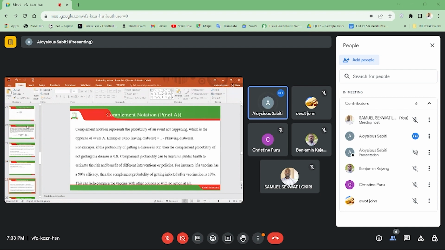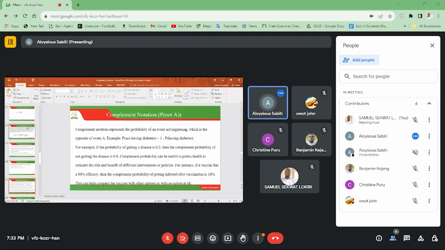in the community. Then two, we want to look at what we call the complement notation. And here we are looking at a notation saying the probability that it is not A, that someone is not having a particular disease. So here we're saying it represents the probability of an event not happening, which is the opposite of event A. For example, we would say, what is the probability of not having diabetes?